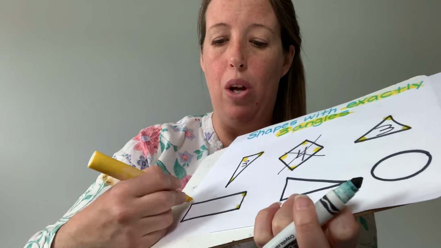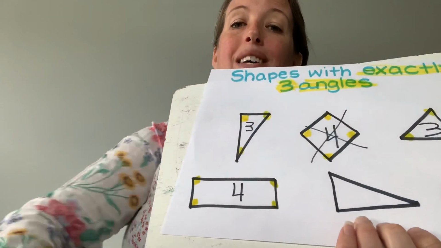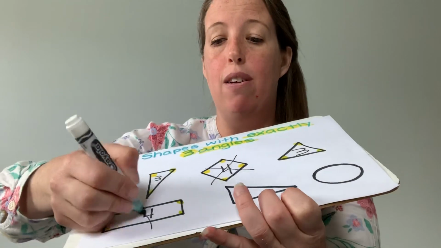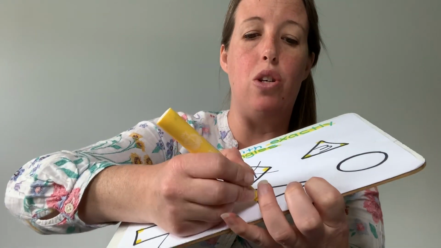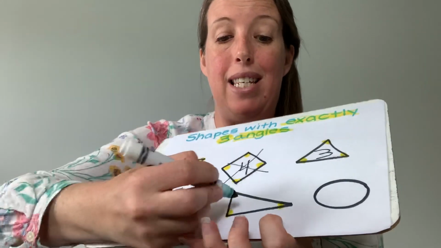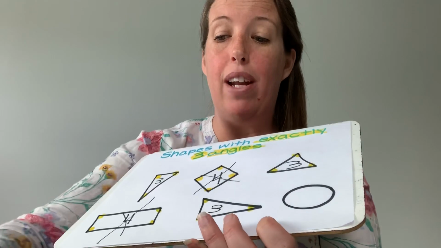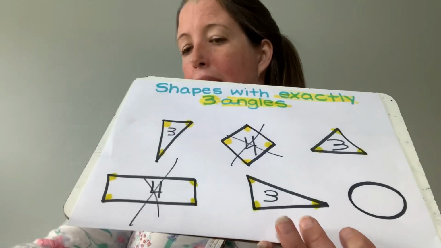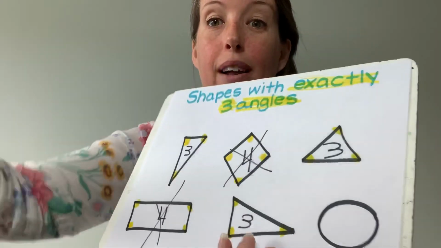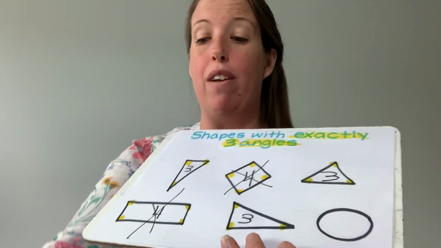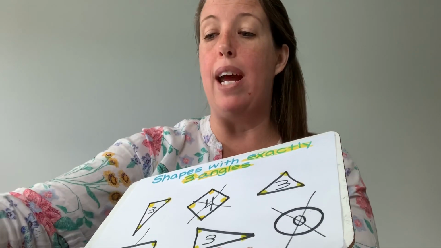1, 2, 3, 4. Looks like a quadrilateral, 4 angles. Is this a shape with exactly 3 angles? Nope. Oh, excuse me. 1, 2, 3. Is this a shape with exactly 3 angles? It is. It's a triangle. I'm going to leave it. And last, hold on a second, that sneaky circle again. If it doesn't have any sides, guess what? It doesn't have any angles and it doesn't have any vertices. It's a big fat 0. You don't belong here. You don't have exactly 3 angles.